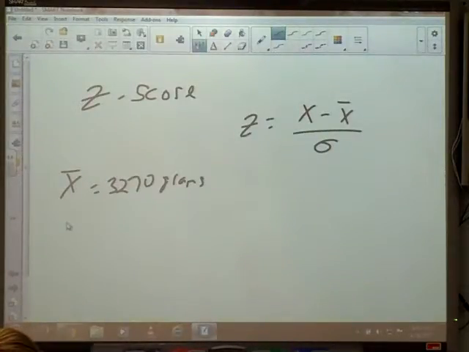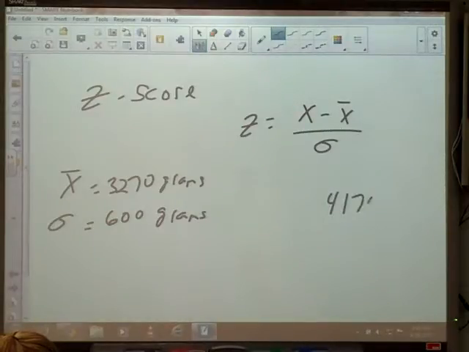And a standard deviation of 600 grams. Alrighty. An infant's randomly chosen. What's the probability that the infant weighs 4,170 grams or less? So we're looking for the probability of that.